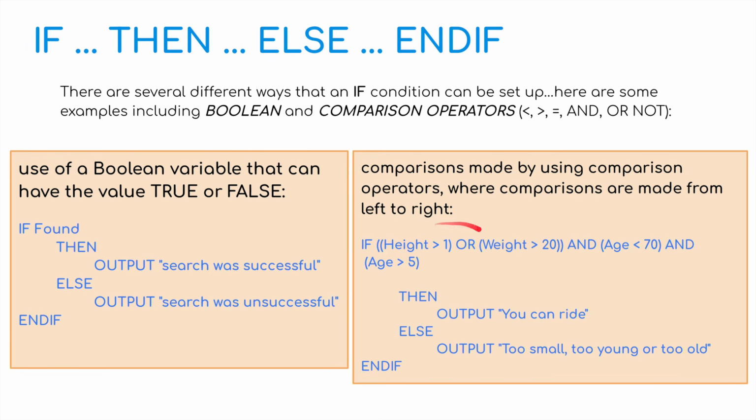This one, we've got several different comparison operators. If the height is greater than 1, or the weight is greater than 2, and the age is less than 70, and the age is greater than 5, then output you can ride. Else, if some of these, one or more of these, is untrue, then you're too small, you're too young, or you're too old. End the if statement. So we're using the same thing, true or false, but this time we're using some comparison operators to add other options.